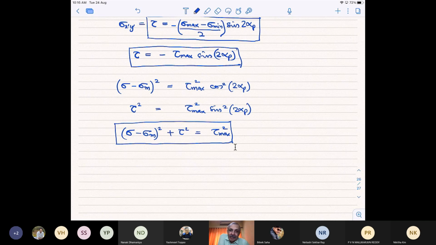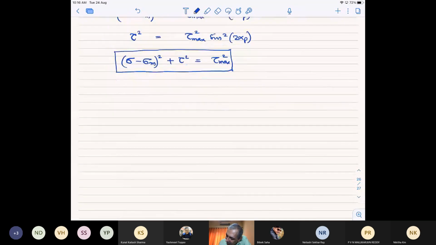If this is an equation for the circle, then what is the radius of the circle? Anybody? Sir, radius of circle will be tau max, sir. Correct, correct. And the center? What will be the coordinates of the center of the circle? Sigma m comma 0. Correct. So maybe this is too easy and you can all figure it out.